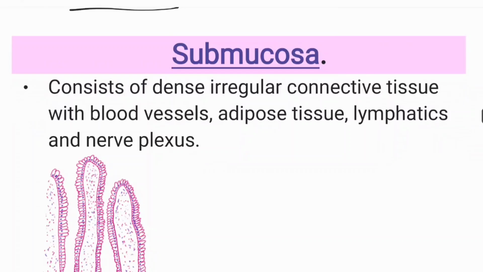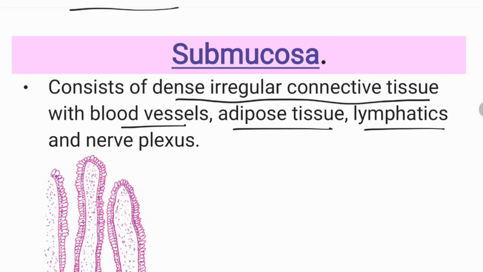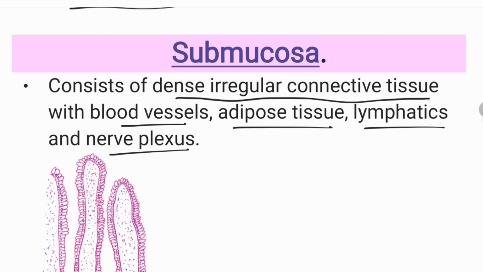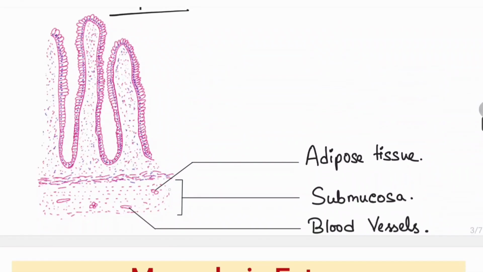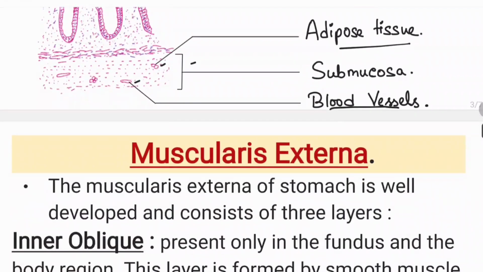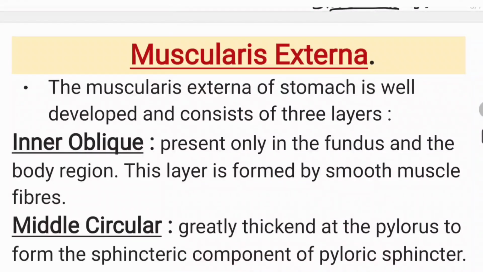So the next layer is the submucosal layer. It consists of dense irregular connective tissue with blood vessels, adipose tissue, lymphatics, and nerve plexus. So let's see those in the diagram. Here, this is the submucosal layer. We can see this is the blood vessel, and here this is the adipose tissue, and the blood vessels. Now our next layer is the muscularis externa.